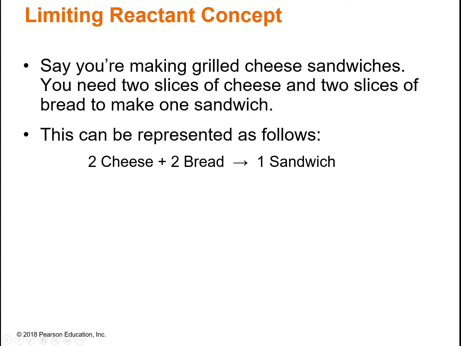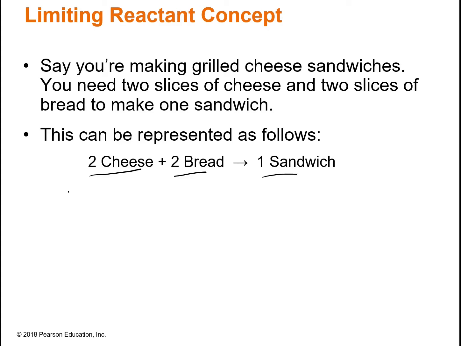Before we talk about the chemistry, we're going to talk about food, because you know I use food analogies all the time. Why? Because everybody eats. Let's say you're making a grilled cheese sandwich. For just the most basic of basic grilled cheese sandwiches, you're going to need 2 pieces of bread, 2 pieces of cheese. That's going to make 1 sandwich. So we can write that like an equation. 2 cheese, 2 bread, 1 sandwich.